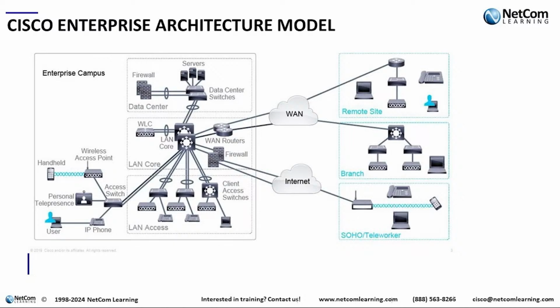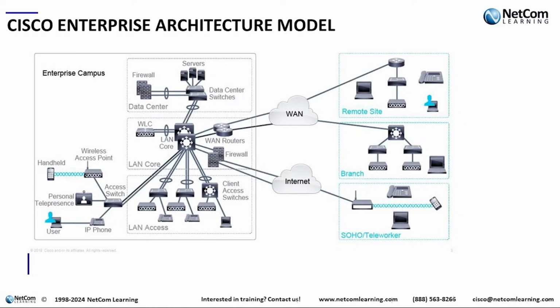The first thing we'll show you, this slide actually identifies the Cisco enterprise architectural model. Cisco has developed this model that separates the network into functional areas called modules. The reason for this is that it allows for flexibility when designing your network, as well as facilitates the implementation of the network when building it.